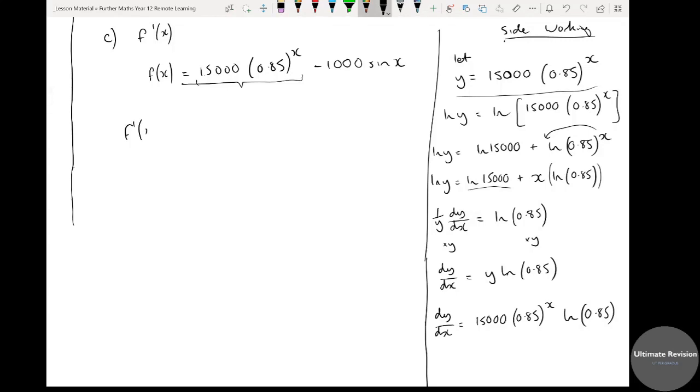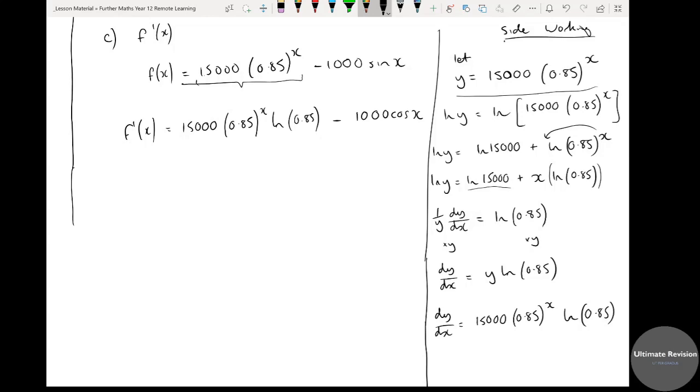But I know straight away now I can differentiate that function. There is going to be 15,000 times 0.85 to the power of x times ln 0.85. Okay, now if I differentiate sine x, well, you should know sine x just differentiates to cos x. So I'm going to change that to cos x there.